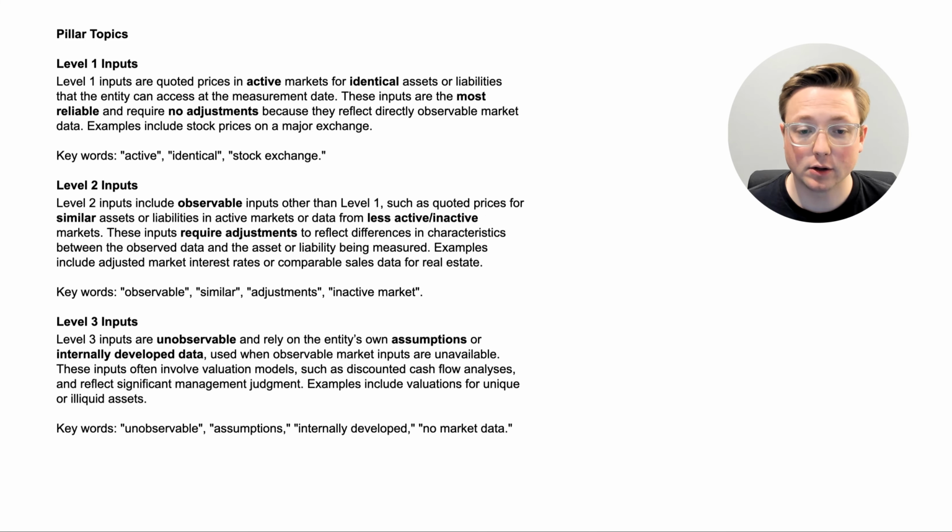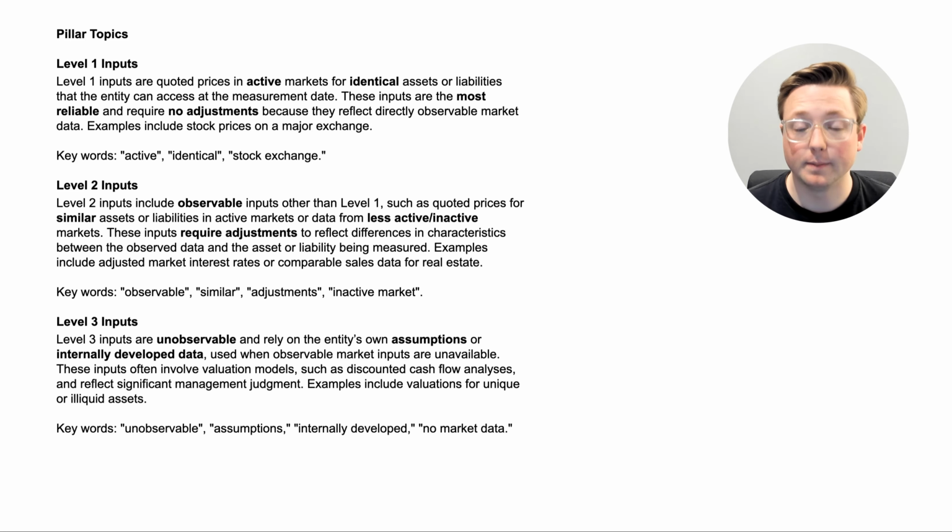Level 2 inputs include observable inputs other than level 1, such as quoted prices for similar assets or liabilities in active markets, or data from less active/inactive markets. These inputs require adjustments to reflect differences in characteristics between the observed data and the asset or liability being measured. And examples of this would include adjusted market interest rates or comparable sales data for real estate.